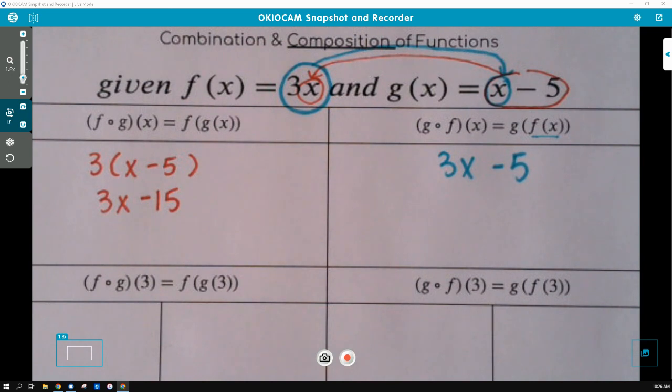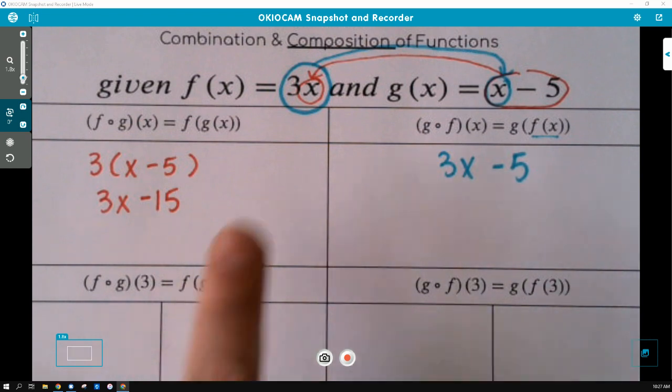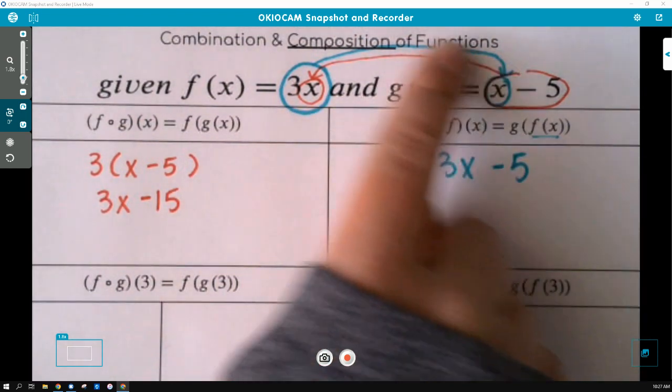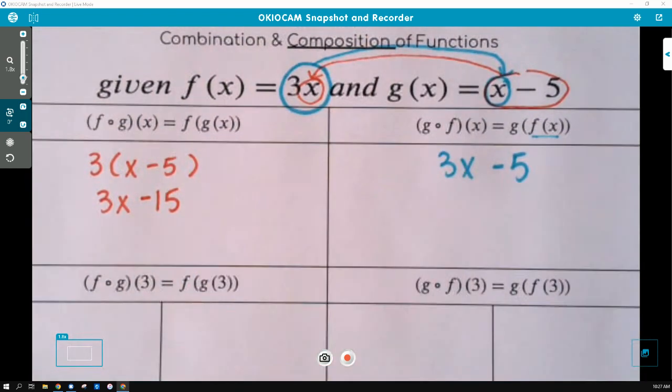Okay. Any questions about either of those? Because all we did was replace this x with this 3x.